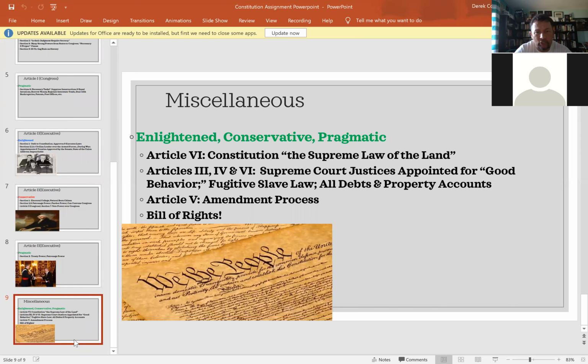And then miscellaneous. Article 6 says the Constitution is the supreme law of the land, not a person. To me, I find that to be enlightened, right? That the Constitution constitutes the supreme law of the land. Articles 3, 4, and 6, the Supreme Court justices are appointed for good behavior, for life. Some would even put that as enlightened again, because it's in the spirit of checks and balances, having the House reps properly elected and having the Supreme Court justices handpicked for life.